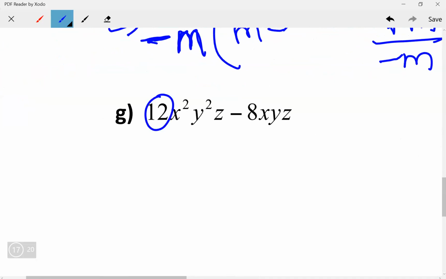Okay, let's look at this. 12 and 8. I go 1, 2, 4, 8. 8 does not go into 12. 4 goes into 12, so that's my number part.